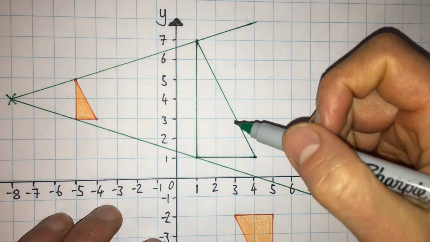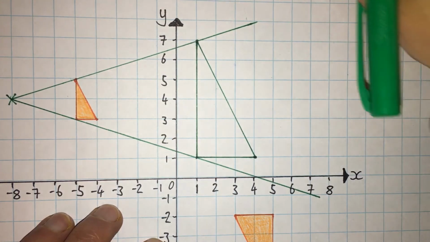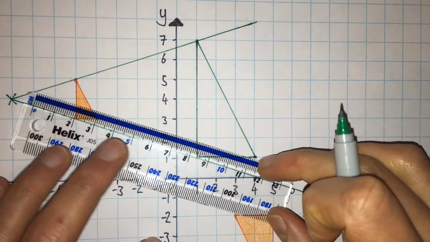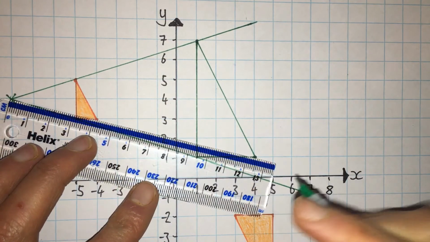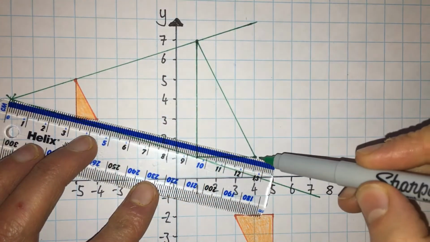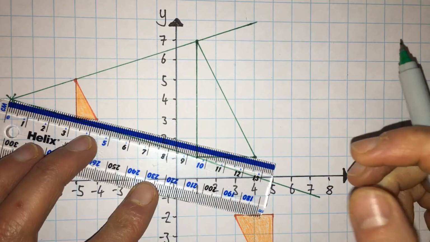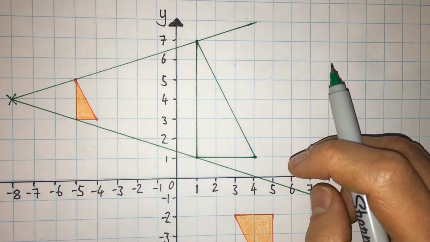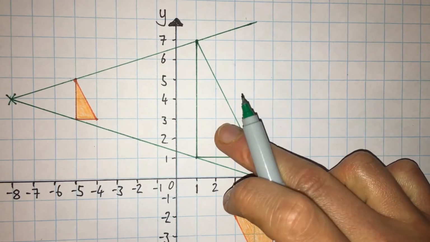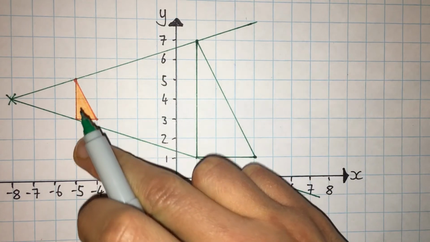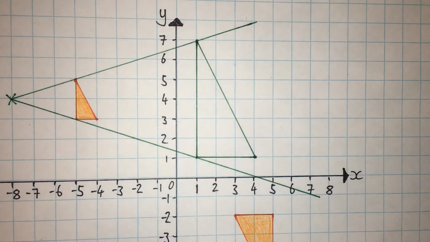Now I can check if I'm correct by getting my ruler and seeing if this point is also on the guideline if I was to draw it in. And if I drew that line in there, we could see that this point is on the guideline. So this shape here is the image of this object after it's been enlarged by a scale factor of 3. Let's colour that in to finish off.